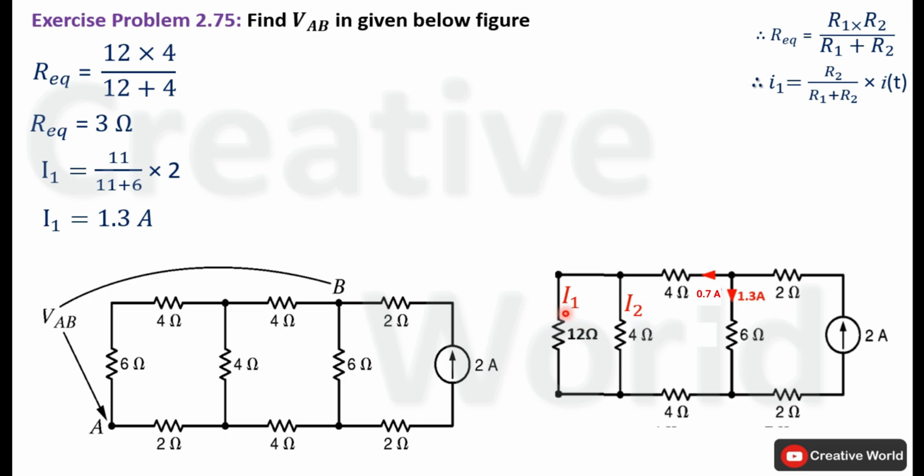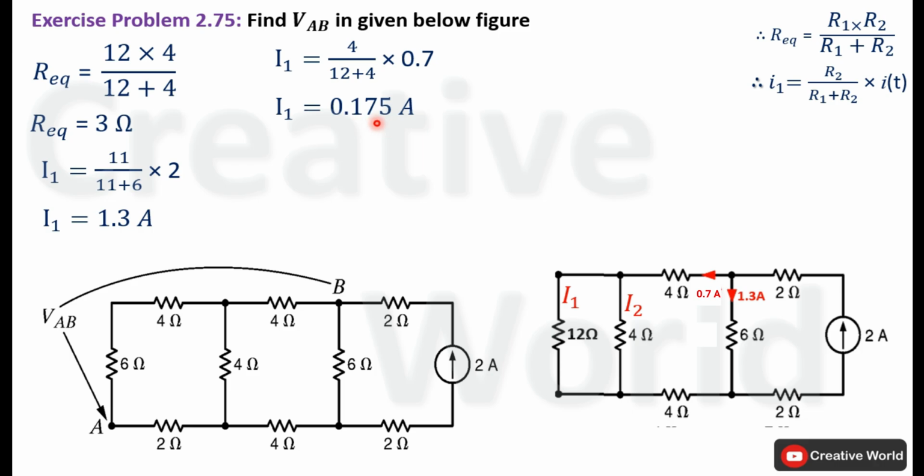For that purpose, again we will use this equation. Now inside this equation, R2 will be 4 ohm, R1 will be 12 ohm, and I_T, that is total supplied current, will be 0.7 ampere. Place values inside this equation. I1 will be equal to 4 divided by 12 plus 4, multiplied by 0.7. Product of 4 and 0.7 will become 2.8, divided by 16. I1 will be 0.175 ampere.